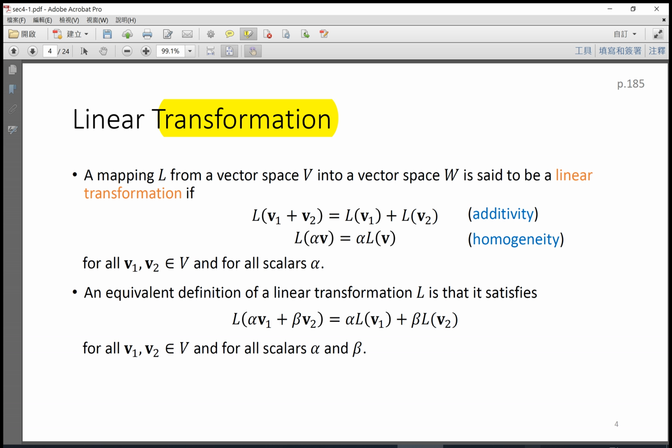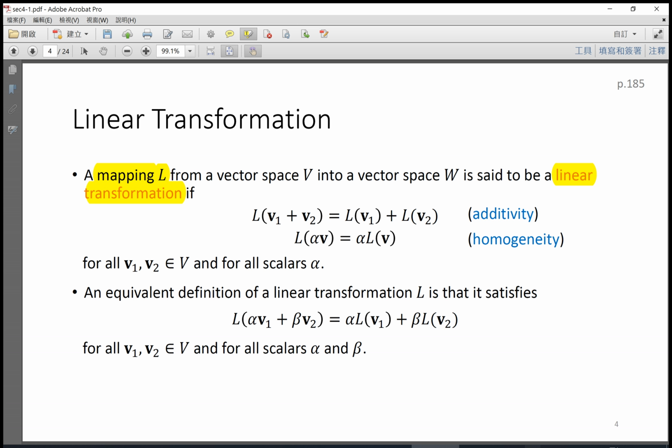A linear transformation is a special type of function that needs to satisfy 2 properties, the additivity property and the homogeneity property. Next, we give a formal definition of the linear transformation. A mapping L from a vector space V into a vector space W is said to be a linear transformation if the following 2 properties are satisfied.